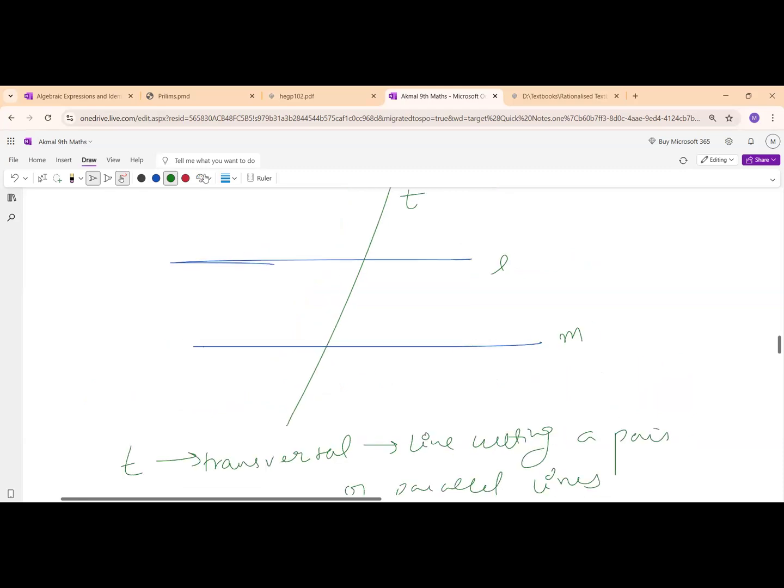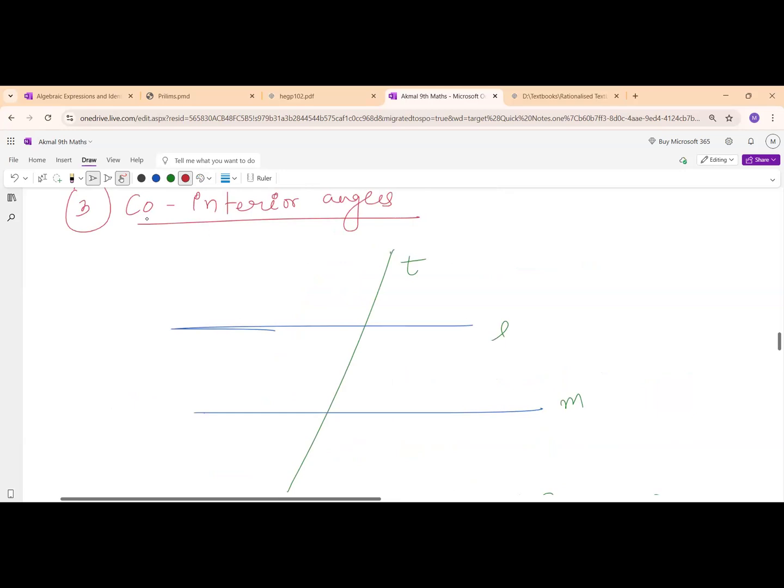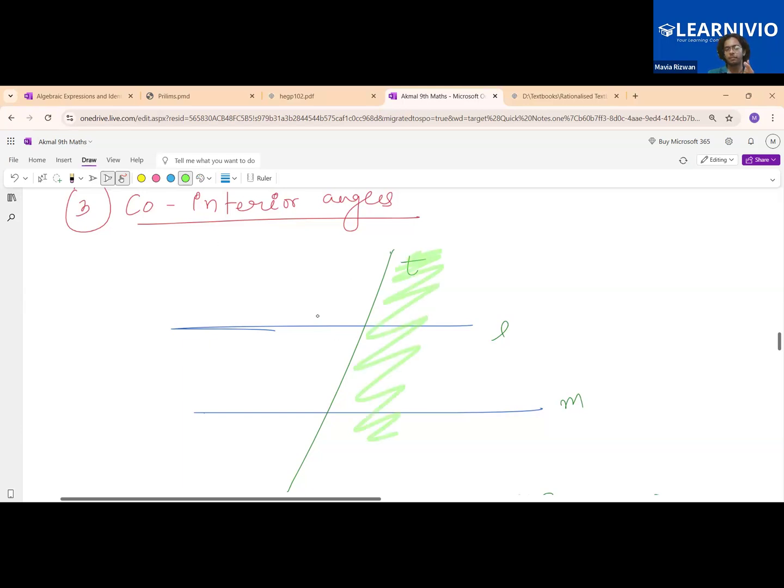Now, Akmal, what are co-interior angles? It's in the word only. Co means on the same side, so on the same side of the transversal. Either both the angles will be on the left or both the angles would be on the right. Everything is written in the name of the angle. Co-interior, co means on the same side. So either on the right side of the transversal or on the left side. Either the angle can be here, or the angle can be here, but both the angles would be on the same side. Got it?